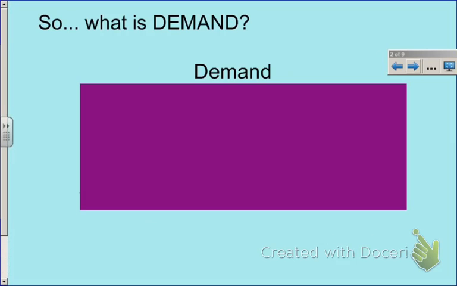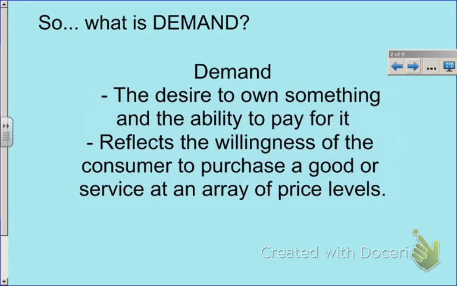First, we are going to look at demand. Now, most of the time we think, oh, if I'm willing to buy something, I create demand. And yes, that's part of the picture. What I'm going to do here is give you the textbook definition, and then we're going to break it down. First of all, demand, according to your textbook, is the desire to own something and the ability to pay for it. So I might desire a villa in the Virgin Islands, but if I don't have the ability to pay for it, then I'm not really creating demand.